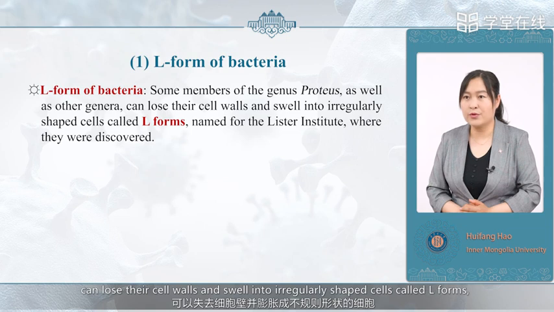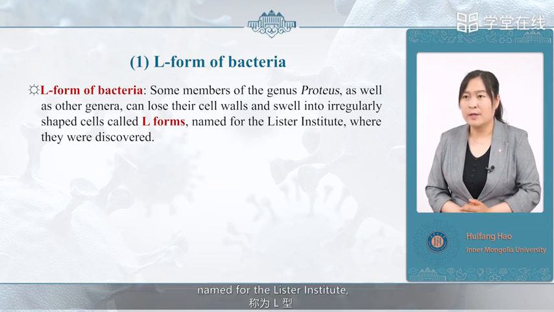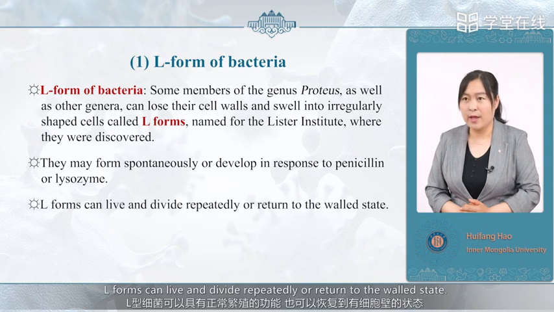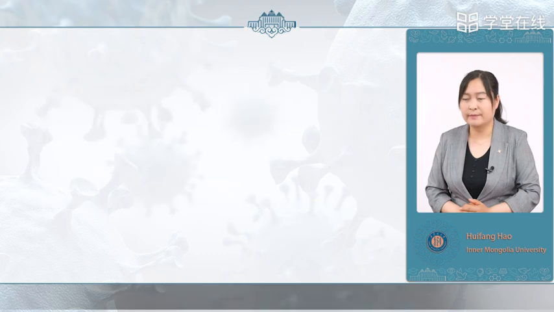Some members of the genus Proteus, as well as other genera, can lose their cell walls and swell into irregularly shaped cells called L forms, named for the Lister Institute. When they were discovered, they may form spontaneously or develop in response to penicillin or lysozyme. L forms can live and divide repeatedly or return to the walled state.